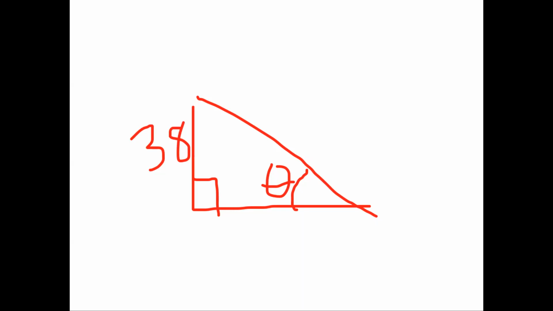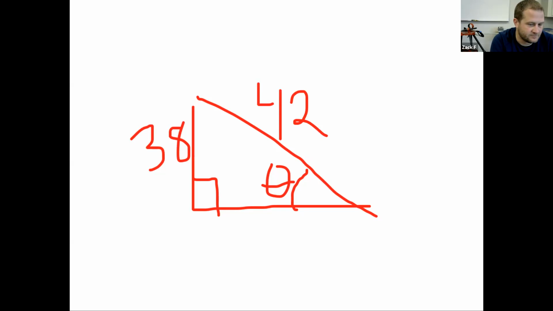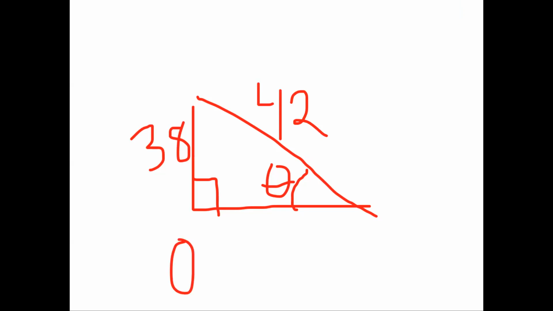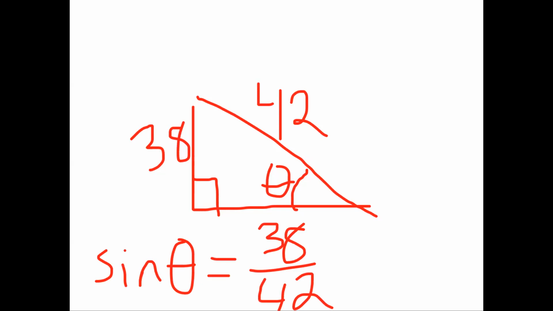And then we'll do like, I don't know, 42 here. Yeah, looks about right. All right, cool. So to find theta, it's opposite and hypotenuse, so it'd be sine. So sine of theta equals 38 over 42.